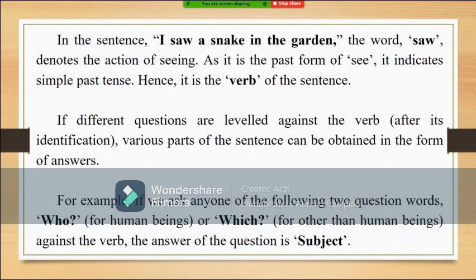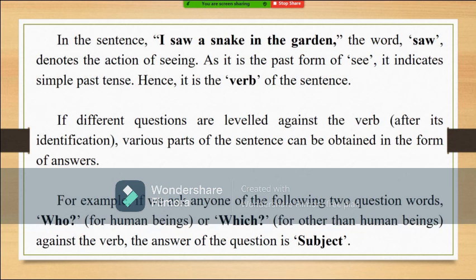What are they? It must denote an action and it must indicate a tense. Here, saw is the verb. Why? Because seeing is an action. Saw is the past form, so it indicates past tense. So it is the verb. First, we have to identify the verb in any sentence. After identifying it, it will be very easy. We can find out various parts of a sentence.